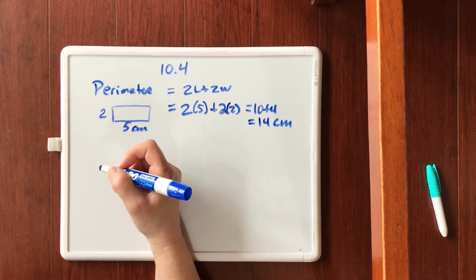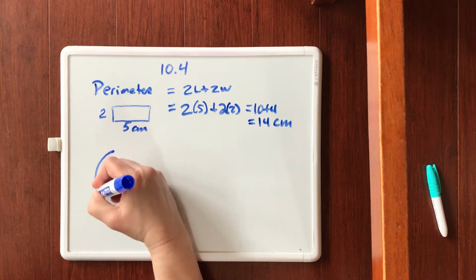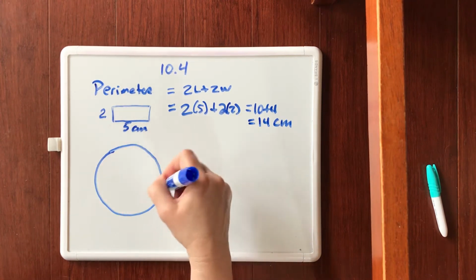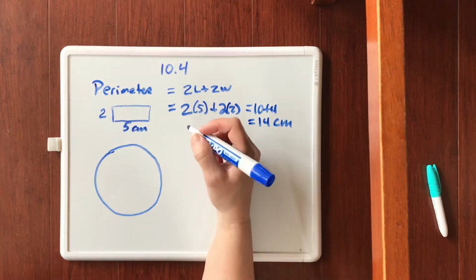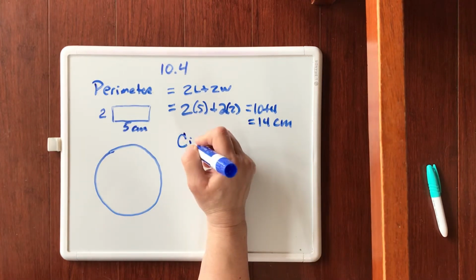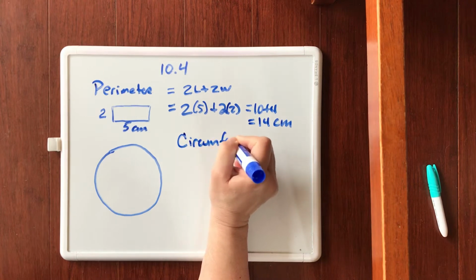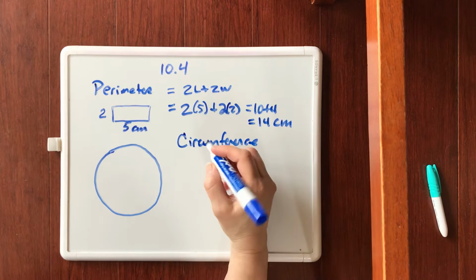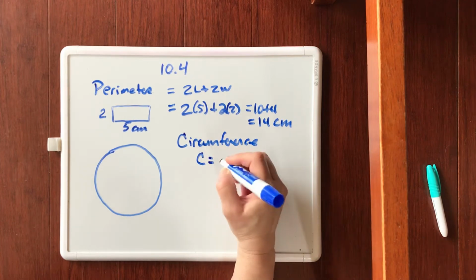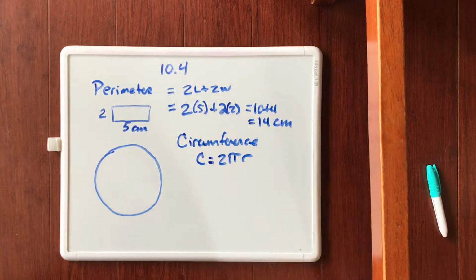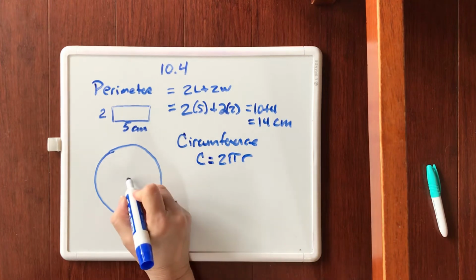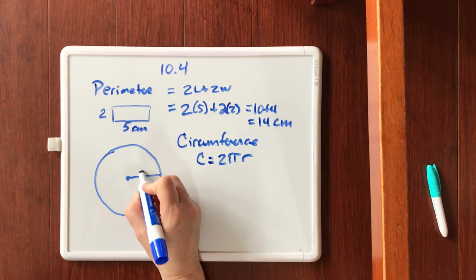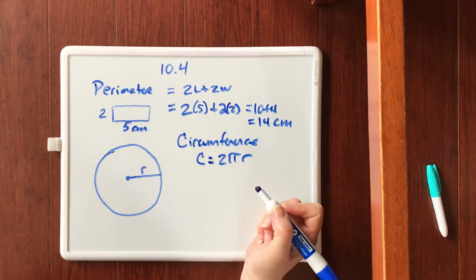We also have the perimeter for a circle, measuring the outside length of a circle. Now the word, instead of perimeter, we say circumference. Circumference of the circle is just the perimeter of the circle. We have a formula for circumference, c equals 2 pi r. Now r is the radius, which is from the center on out. We call this r, the radius.